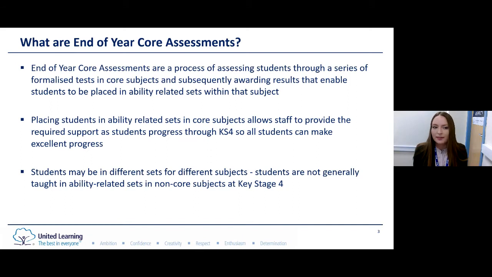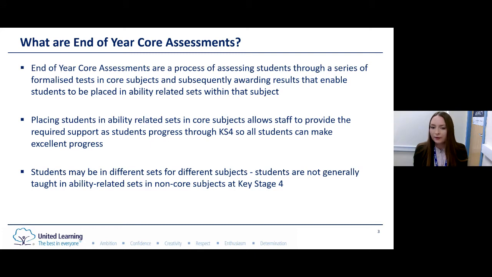So let's start by thinking about what end of year core assessments are. They're a process of assessing students through a series of formalised tests in their core subjects, English, Maths, Science, and then they'll be awarded results that enable students to be placed in ability related sets within those subjects.